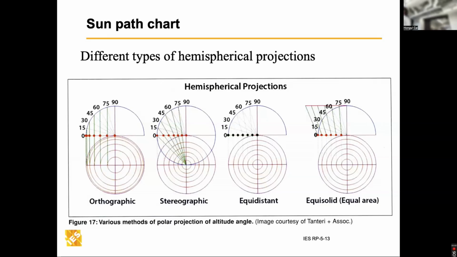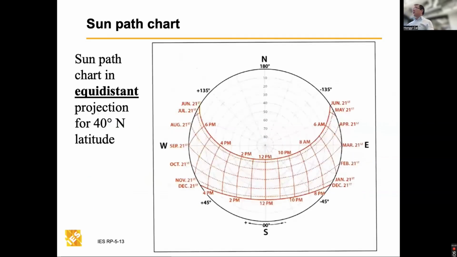We just use the equation, right? But for us, for the polar sun path chart, we always use equal distance. So this is one example of the equidistance projection for the 40-degree latitude. You see the sun path chart falling right inside this area.